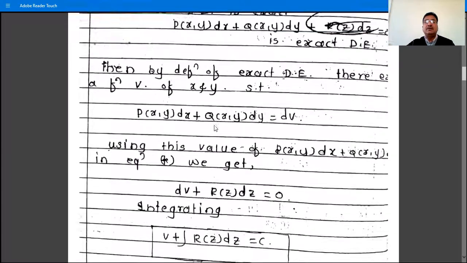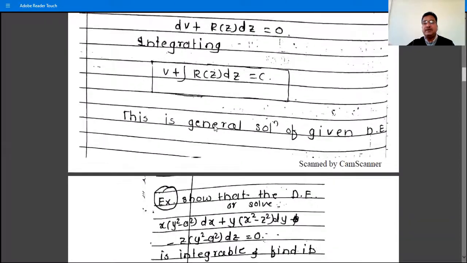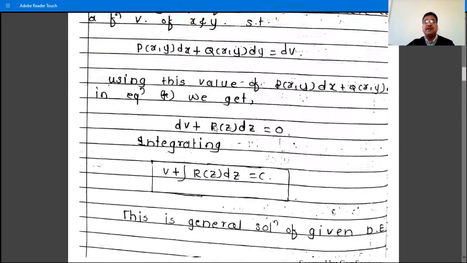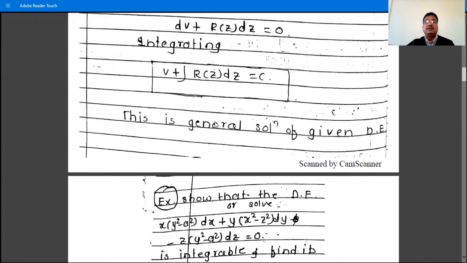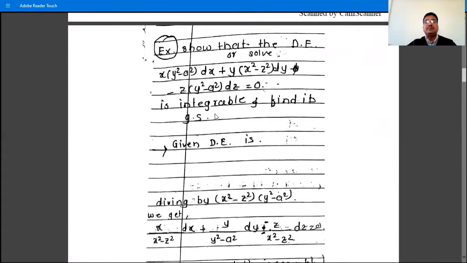So if the Pfaffian differential equation is one variable separable, then just separate that variable and find the function v such that its derivative is the remaining function, and after integration we have the general solution or complete integral. So, an example on this one variable separable: show that this differential equation is integrable and find its general solution. Or another question is, just solve this differential equation.